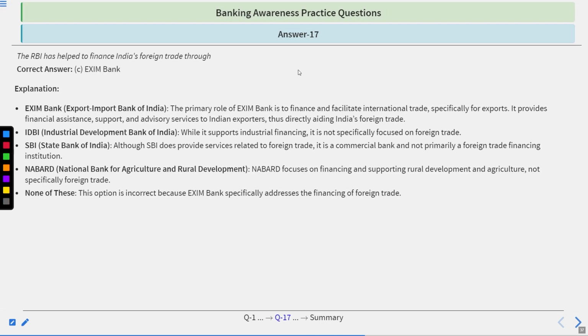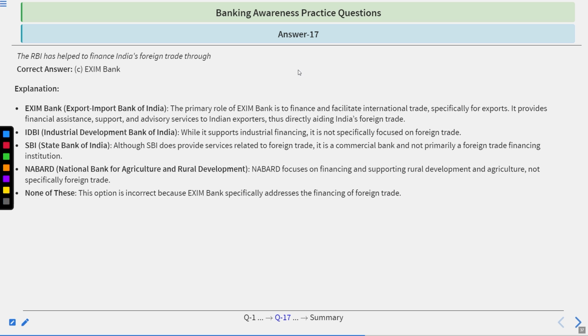Go by the explanation. Exim Bank stands for Export-Import Bank of India. The primary role of Exim is to finance and facilitate international trade, specifically exports. It provides financial strength, support and advisory services to Indian exporters, thus directly aiding India's foreign trade. B, Industrial Development Bank of India. While it supports industrial financing, it does not specifically focus on foreign trade. SBI. Although SBI provides services related to foreign trade, it is a commercial bank and not primarily a foreign trade financing institution.